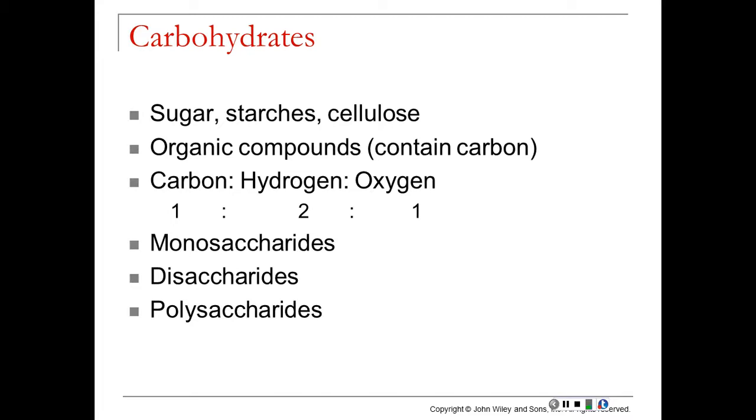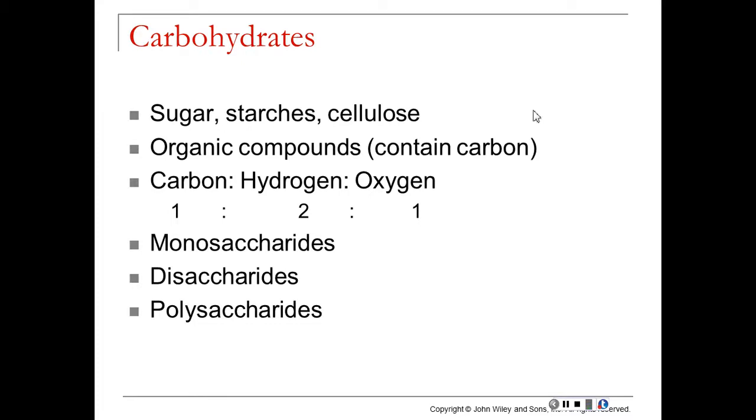Our first example of an organic molecule is carbohydrates. Carbohydrates, some examples are sugars, starches, cellulose, things like glucose, lactose. Those are all examples of carbohydrates. They do contain carbon, hydrogen, and oxygen in a ratio of 1 to 2 to 1. In other words, they have twice as many hydrogens as they do carbons and oxygen.